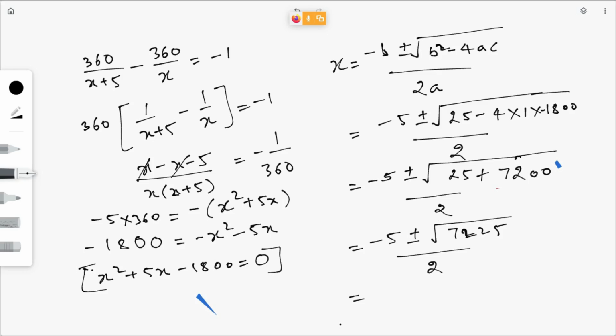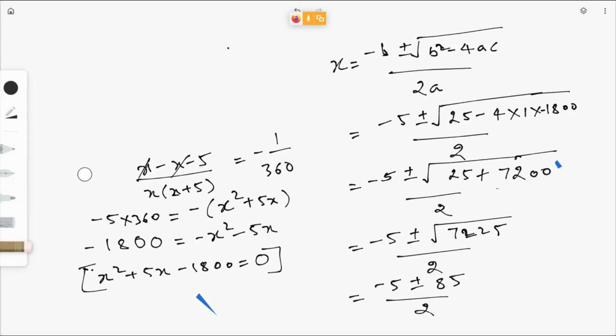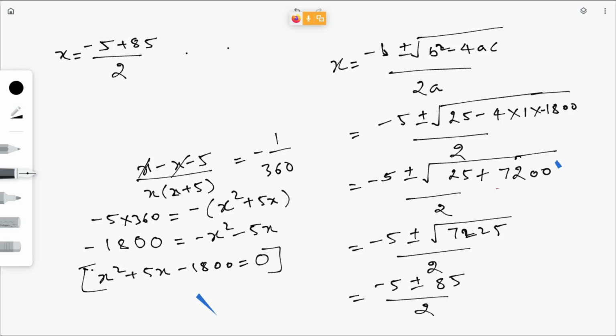Say 85. Minus 5 plus or minus 85 divided by 2. So here x is equal to minus 5 plus 85 divided by 2, or x is equal to minus 5 minus 85 divided by 2. 80 by 2, that is 40 here, and here it is minus 5 minus 90, that is minus 45. You will get minus 45 here.